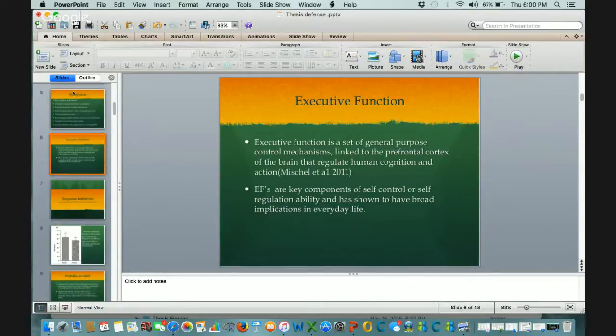So what controls response inhibition? Response inhibition focuses on one of our primary executive functions. Our executive functions are a set of general purpose mechanisms linked to our prefrontal cortex, the frontal region of the brain, and they regulate human cognition and actions. Executive functions are key components of self-regulation and control, and they affect a broad spectrum of our processes through everyday life. Some of the other executive functions are updating, shifting, and dual tasking, and response inhibition is also under that, which I'll be talking to you about today.